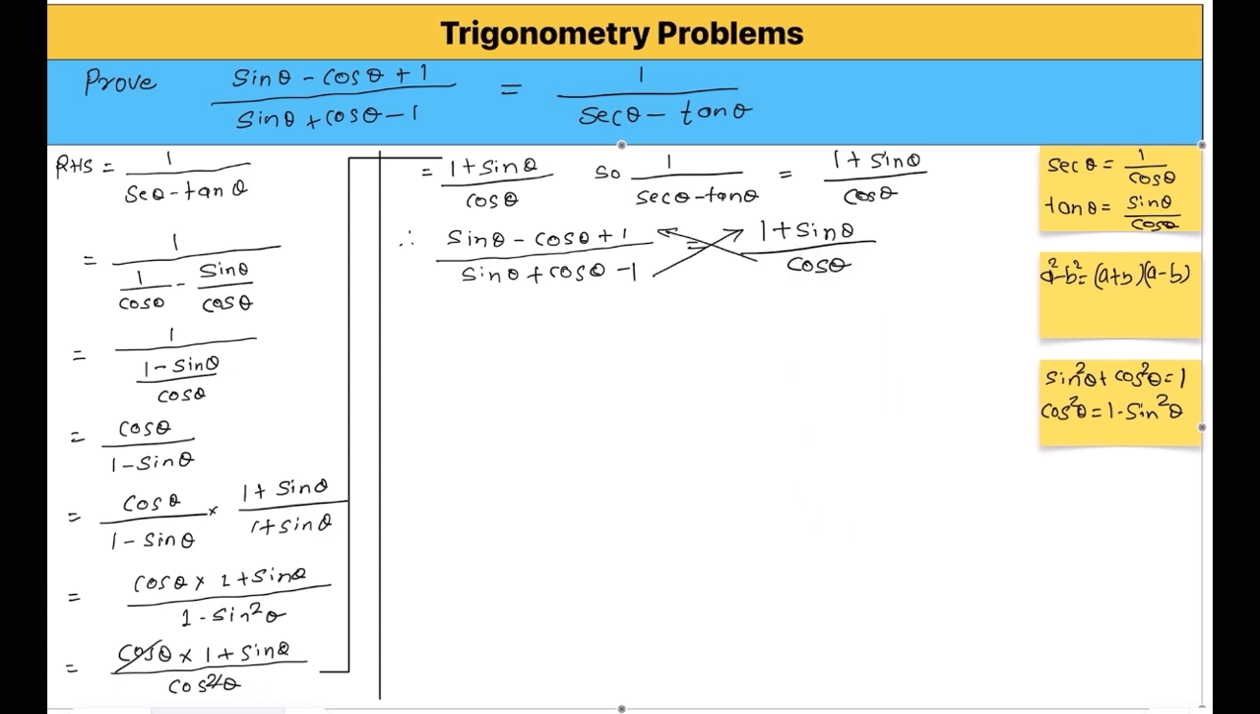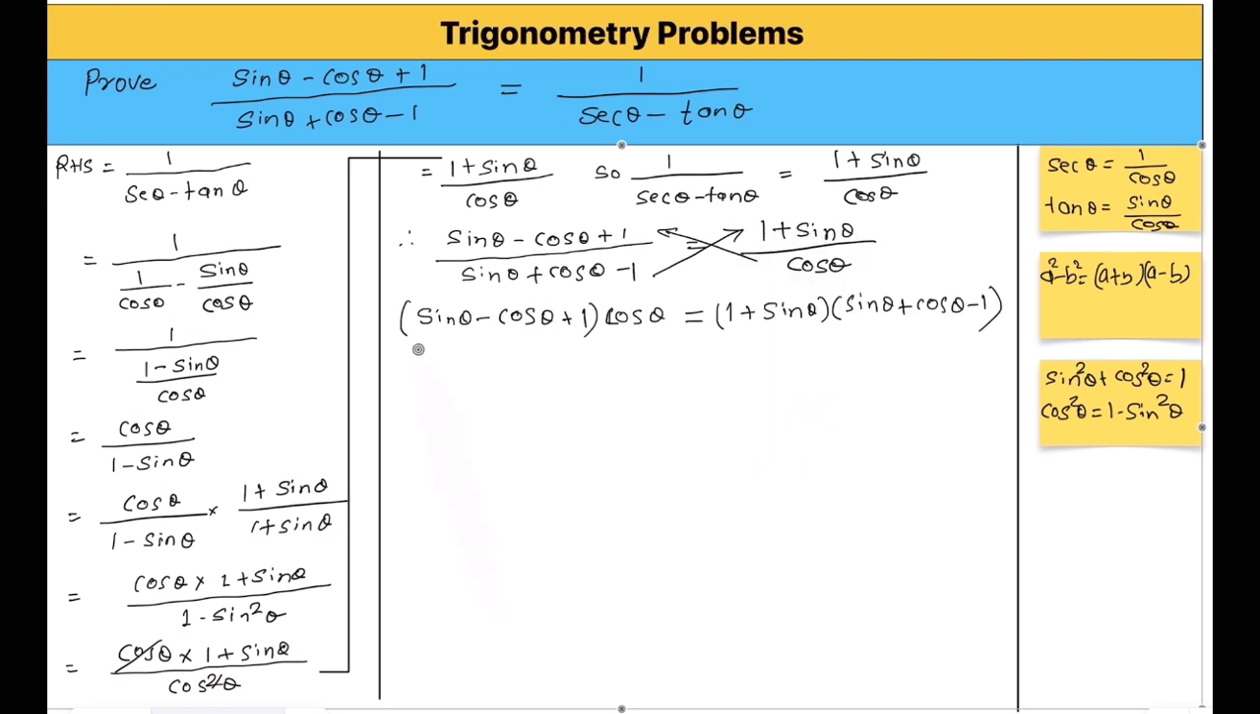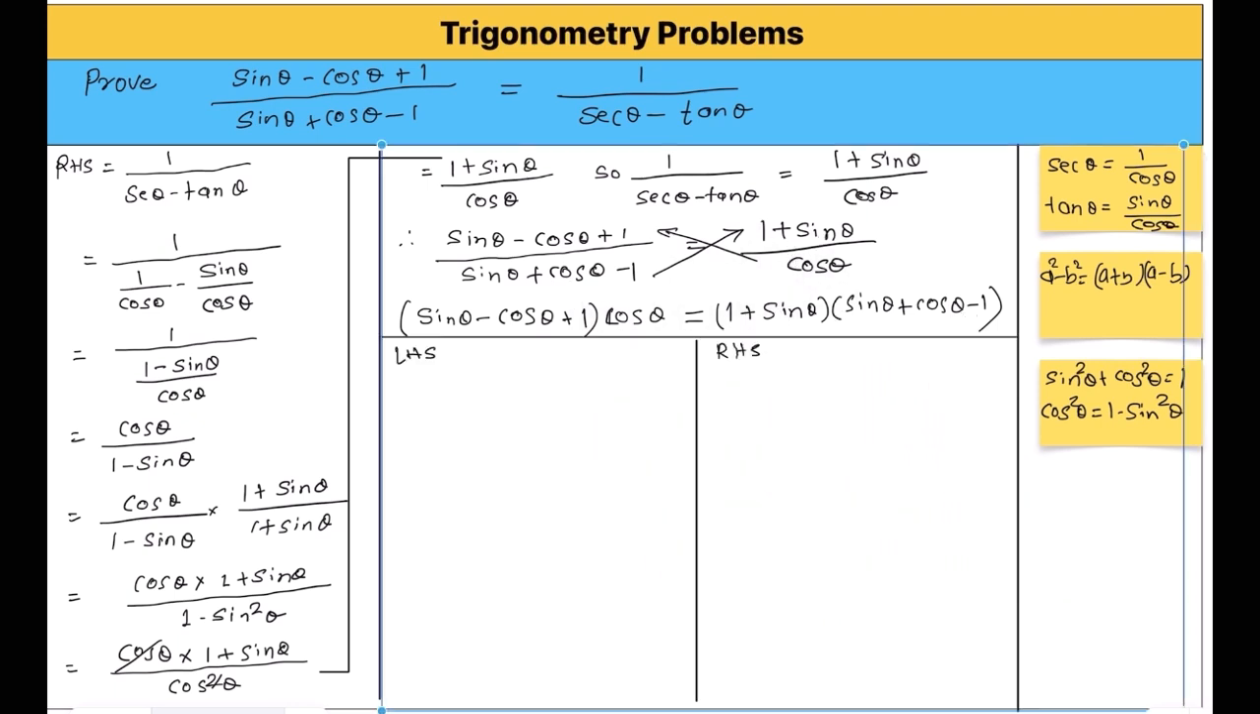Let's send this cos theta to LHS, so it will multiply sin theta minus cos theta plus 1, and send this sin theta plus cos theta minus 1 to RHS, which will multiply the numerator 1 plus sin theta. So what we will have is sin theta minus cos theta plus 1 into cos theta is equal to 1 plus sin theta into sin theta plus cos theta minus 1. Let's now solve LHS and RHS separately.